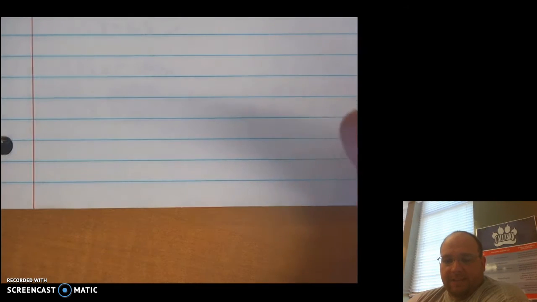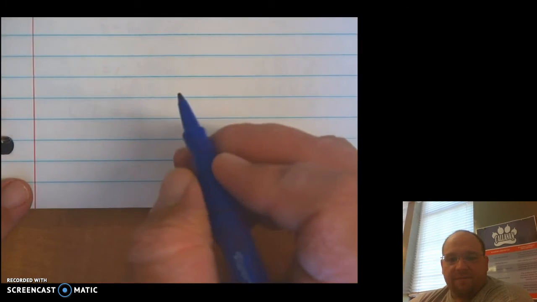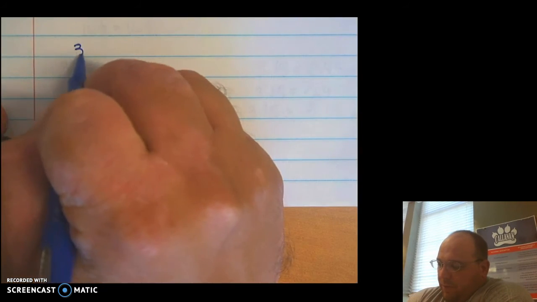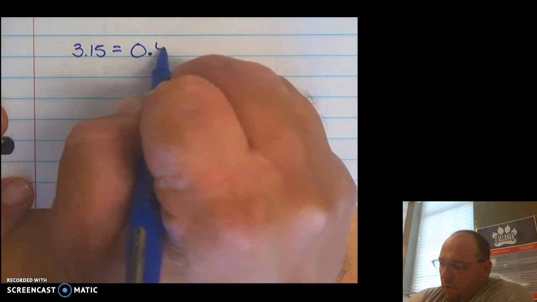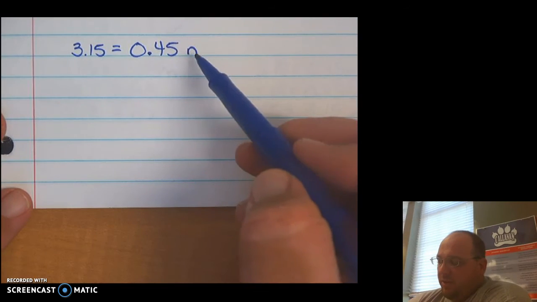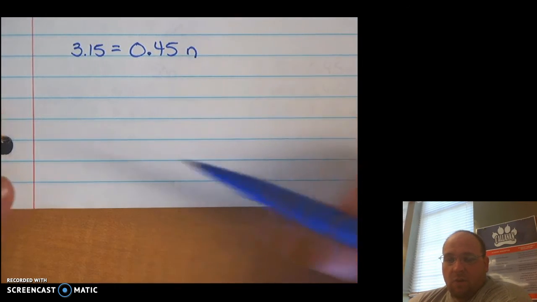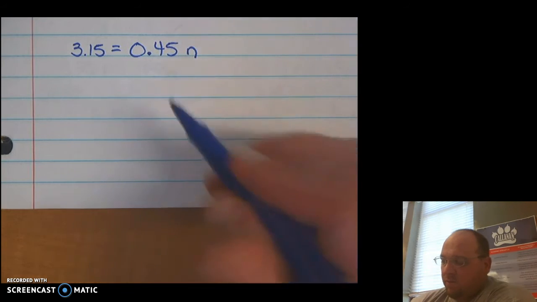All right, let's look at our last example here. Our last example is a little bit different than the first two in that it involves decimals. So we're going to have 3.15 is equal to 0.45 n. Please note that our variable is on the right side now. So we're not going to treat that any differently than if the variable was on the left side. We're still going to try to solve and isolate and find out what the value of the variable n is equal to.